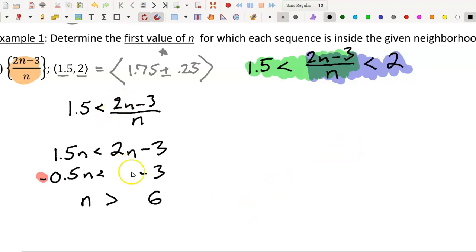All right, now let's solve the second one. We got one answer. Well, we solved one inequality. We don't have an answer yet. So let's solve the other part. 2n minus 3 over n less than 2.